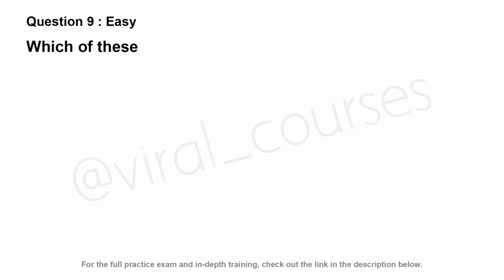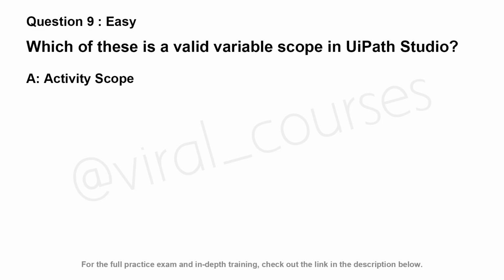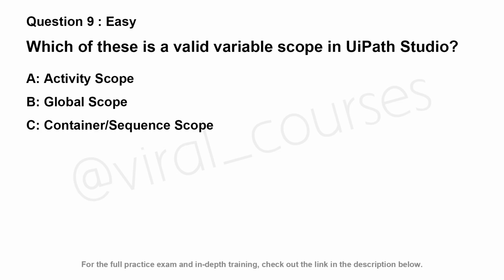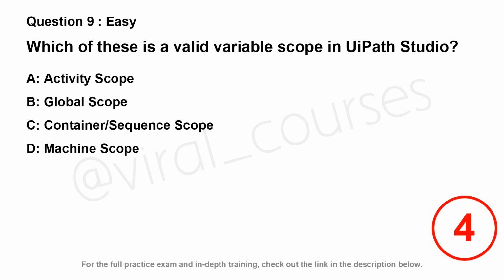Which of these is a valid variable scope in UiPath Studio? Option A, activity scope. Option B, global scope. Option C, container sequence scope. Option D, machine scope.